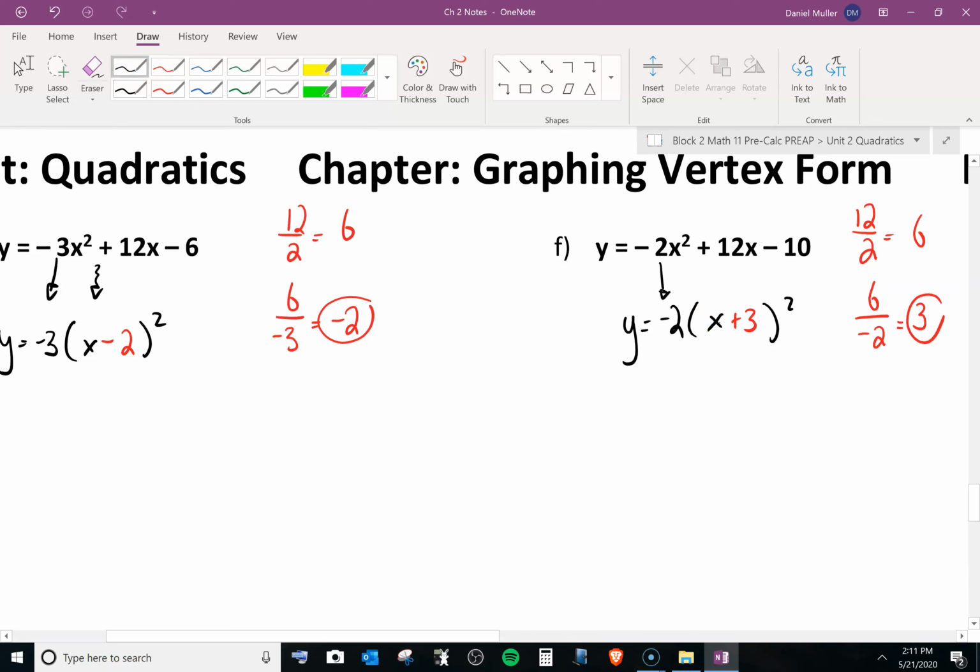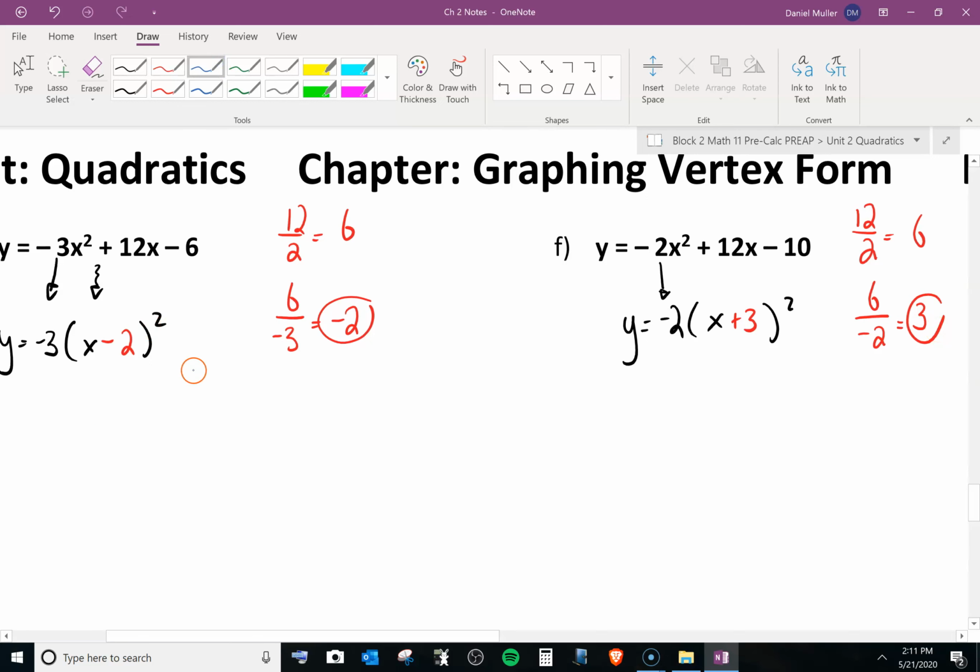So what did we do? Well, the very first thing that we did is we brought down the a value, -2 on this one, -3. Next thing we did is took the middle number, cut it in half, and then divided it by the number in front. And I got -2. Here, I took the middle number, cut it in half, divided by the number in front, and I got +3. So that's all we did.